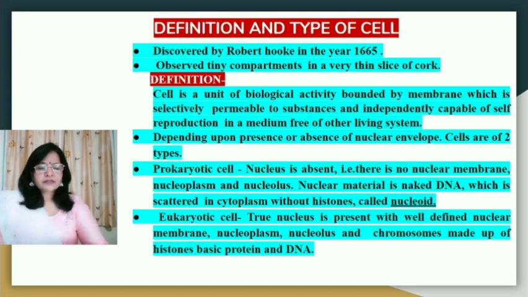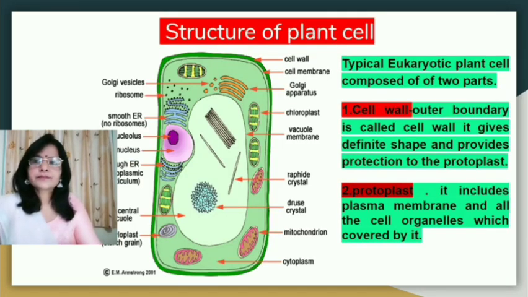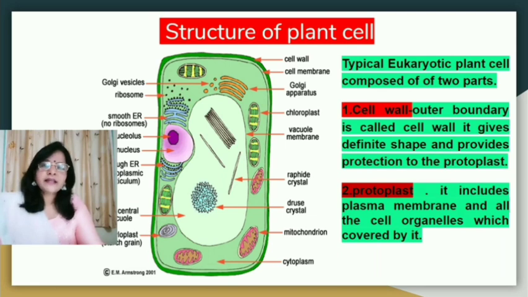Eukaryotic cell is one in which a prominent, well-defined true nucleus is present. That means proper nuclear membrane, nucleoplasm and nucleolus are present, and after condensation the chromatin converts into chromosomes, which are made up of DNA and histones both. The eukaryotic cell includes both animal cell and plant cell.